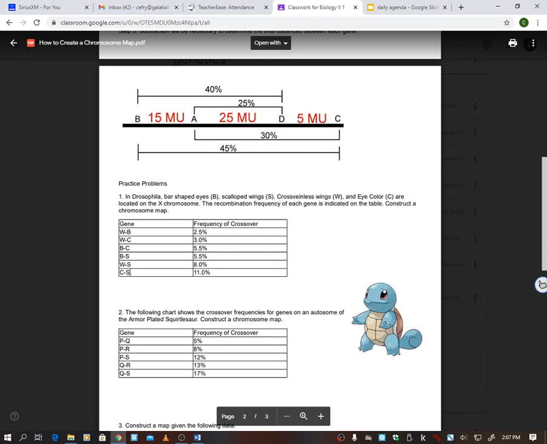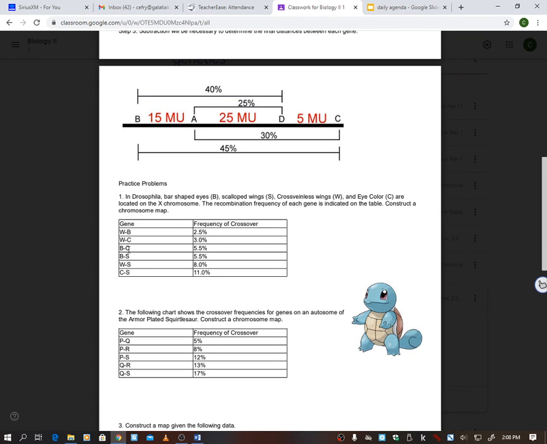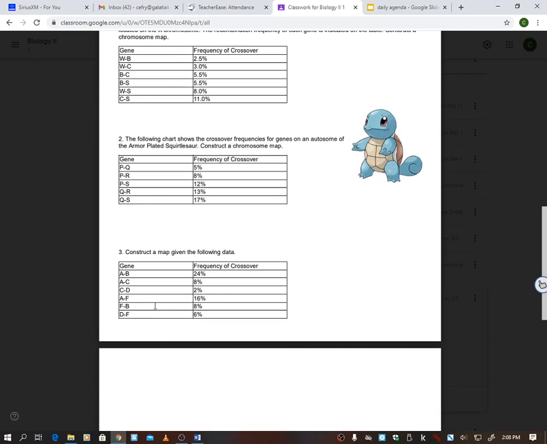And then I would go up here and start maybe with C, and be like, oh, C to B is 5.5. So it is directly in the middle, right? Directly in the middle of your line. And then, oh, W to C is only 3, so that's going to be closer to your C. And you're just going to try to start mapping these out. And this is exactly how they try to map out where genes are on chromosomes. All right, so try number 1, 2, and 3 out and see how you do.